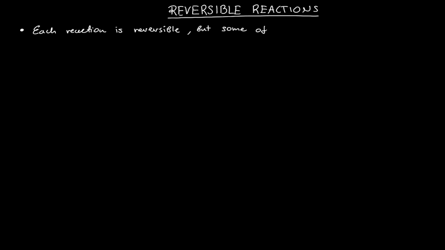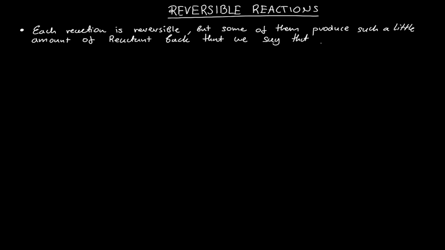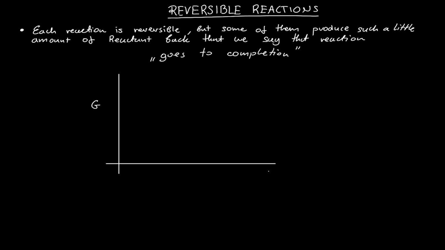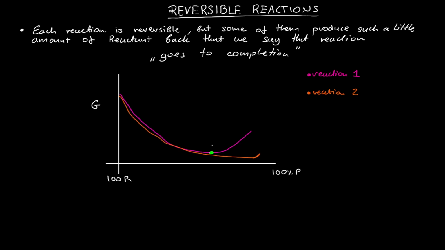Okay, so let's talk about reversible reactions. The one thing you need to know is that every reaction is reversible. However, the extent of reversibility is dependent on the position of the equilibrium. We have described it previously using this graph, and we have two reactions here. Reaction 1 has equilibrium somewhere more to the middle at a set temperature, and so we call this reaction more reversible. And reaction 2, which has an equilibrium constant far to the right, is called going to completion.